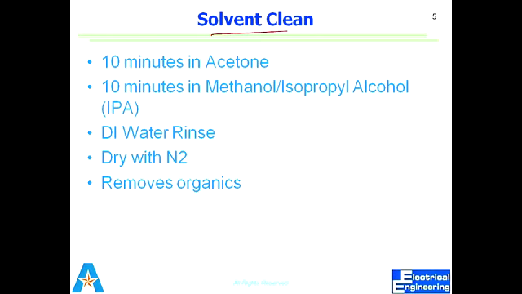One example of back end of line cleanup process is a solvent clean. So in solvent cleanup, what we do is first of all we clean it in acetone, then in IPA, that is isopropyl alcohol, or maybe methanol, or even you can use all three of them as well. Then we rinse in DI water, then dry with nitrogen, so it removes the organics.